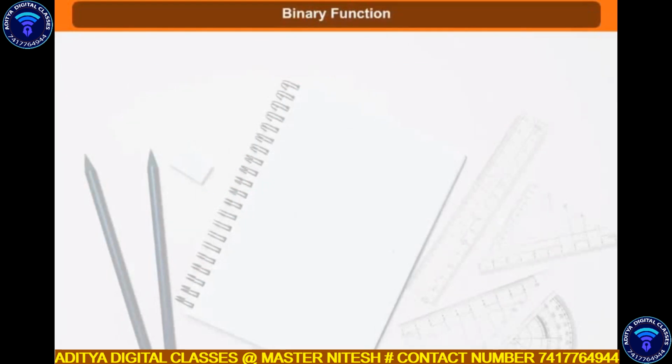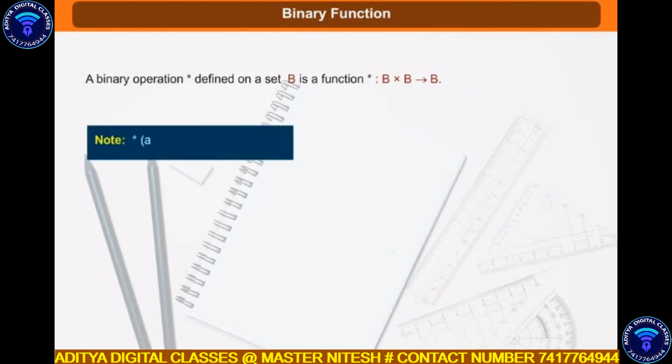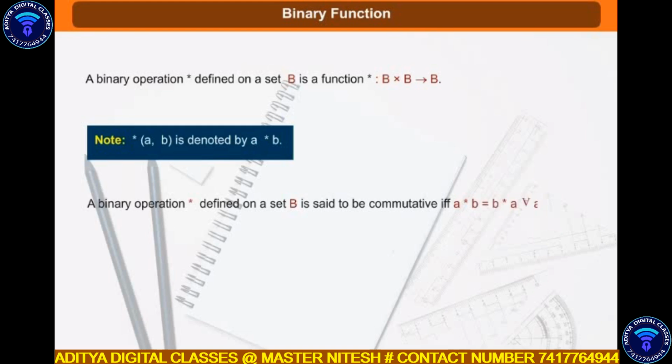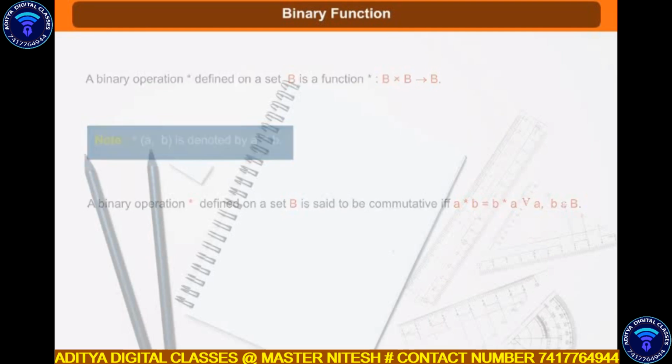A binary operation. A binary operation * defined on a set B is a function * from the Cartesian product of B and B to B. Note, the operation * on (a, b) is denoted by a * b. A binary operation * defined on a set B is said to be commutative if and only if a * b is equal to b * a for all a, b belonging to B.